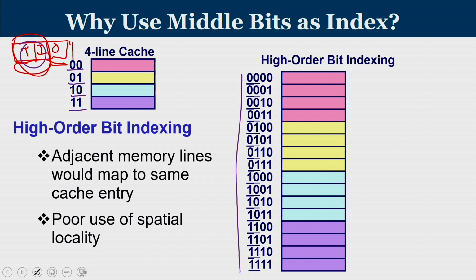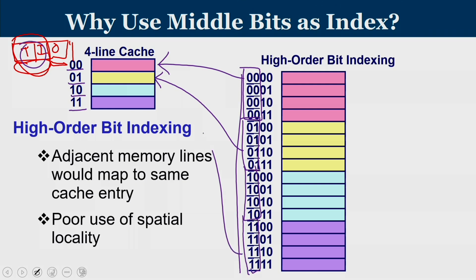If we use the most significant bits for cache mapping, all lines whose most significant bits are 0 0 will get mapped into this set. All lines whose most significant bits are 0 1 will get mapped to the yellow set, 1 0 will get mapped to set number 1 0, and 1 1 will get mapped to set number 1 1. So, it is higher order bit indexing. What happens is that your adjacent memory lines would map to the same cache location.